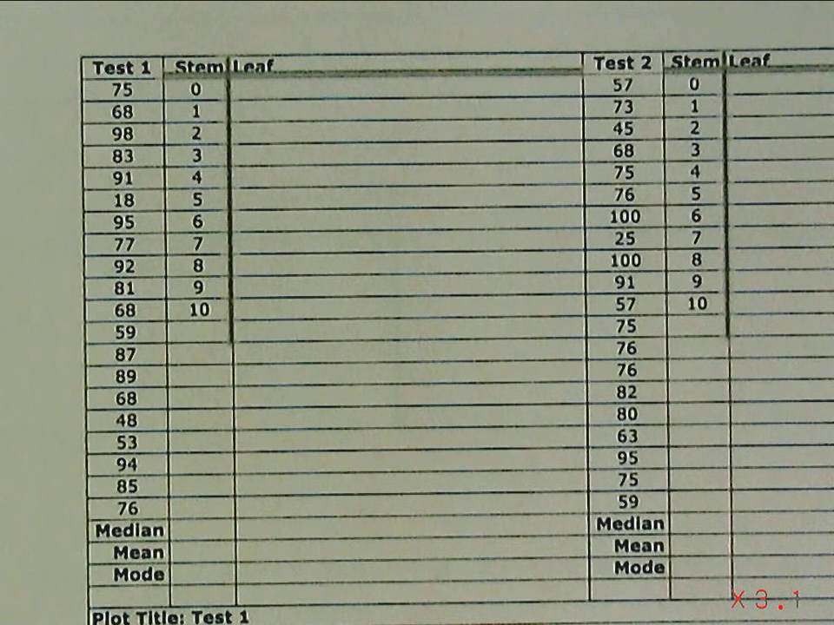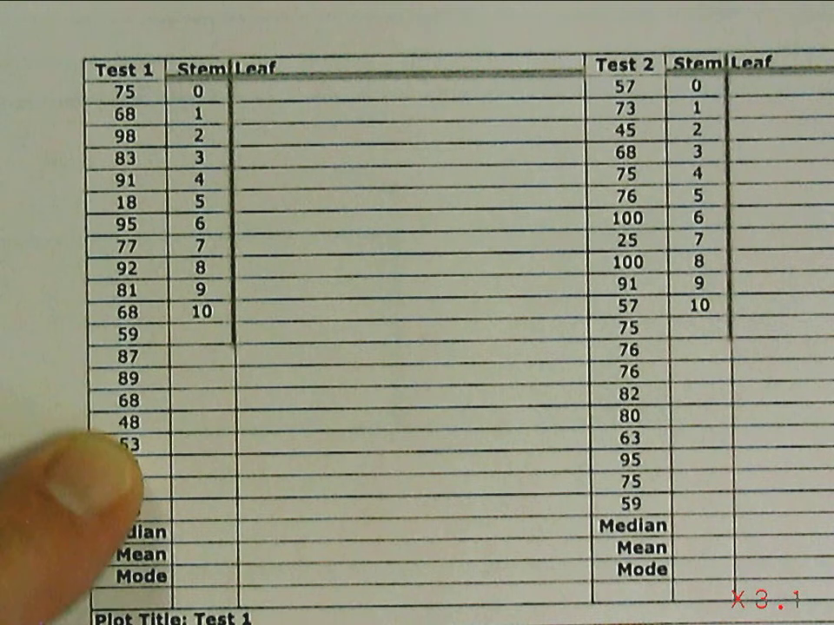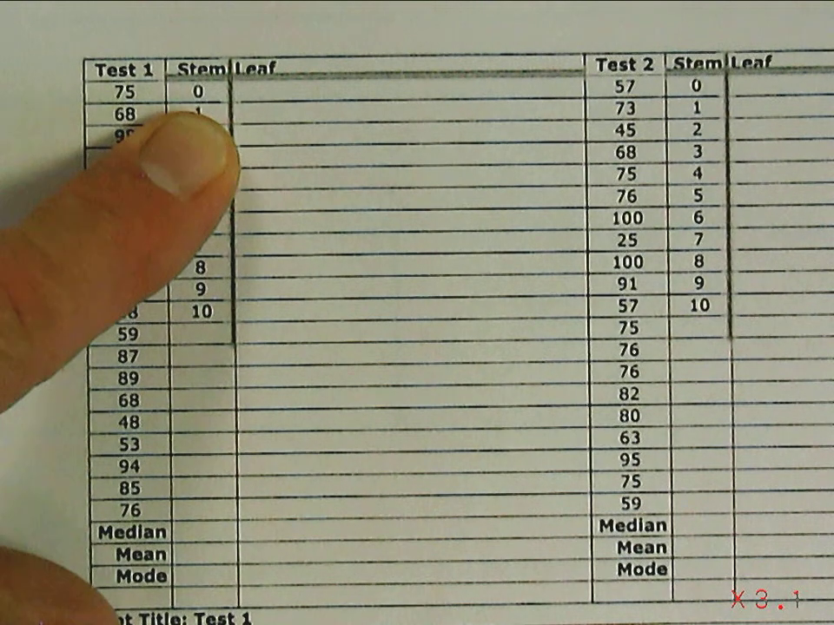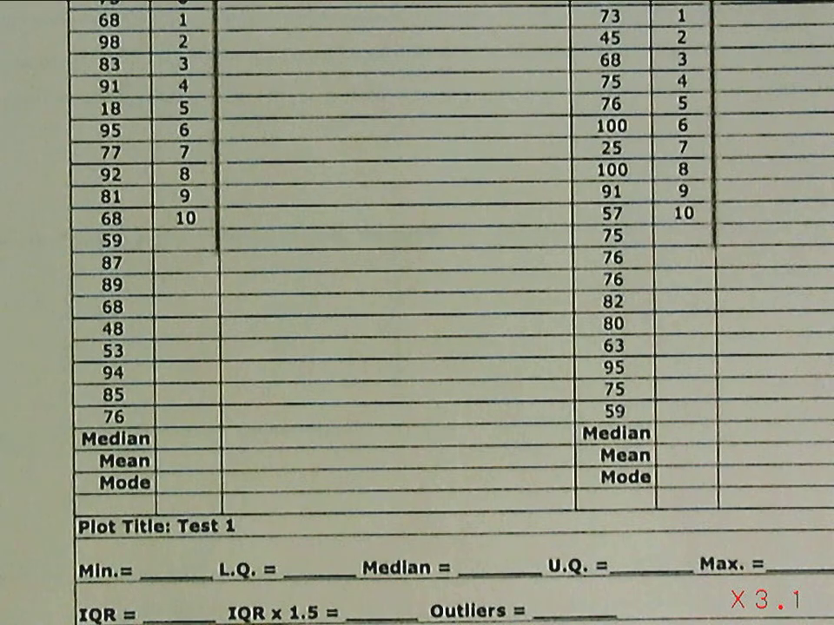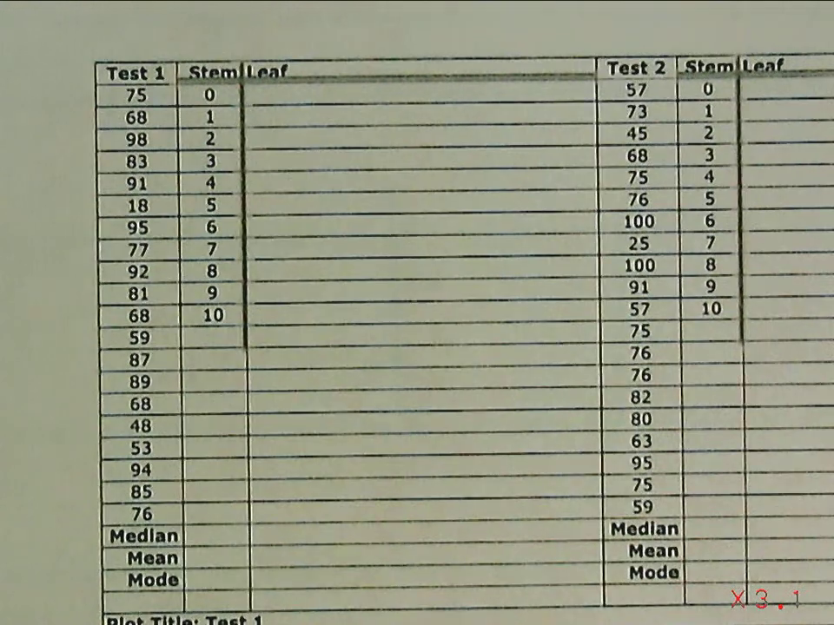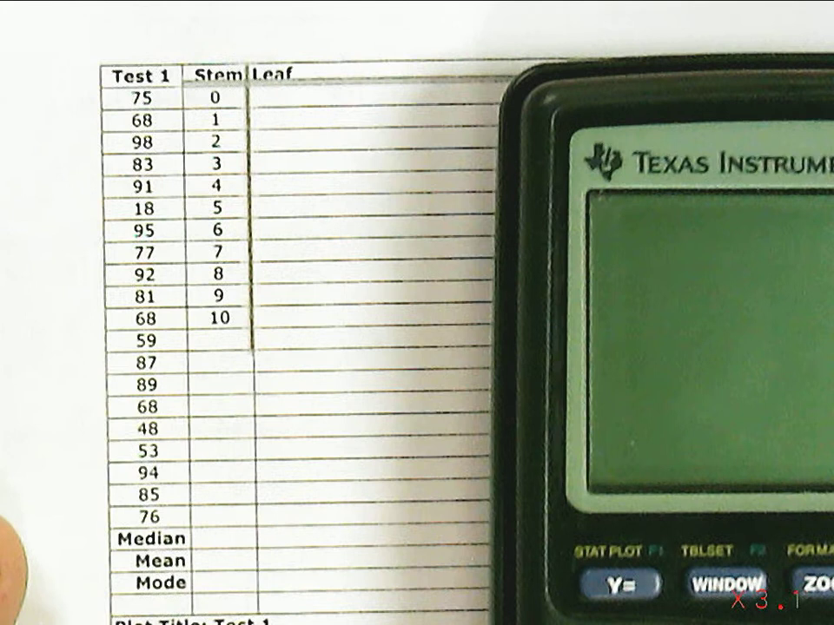So welcome to a statistics review lesson. In this lesson, I'm going to take a list of numbers that are given and turn them into a stem and leaf plot, find the median, mean, and mode, and a 5-number summary, and make a box and whisker plot and a histogram. I'm going to primarily do this using a graphing calculator. The graphing calculator will help me do most of the calculations for me.